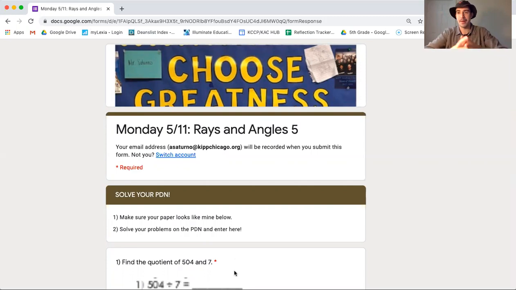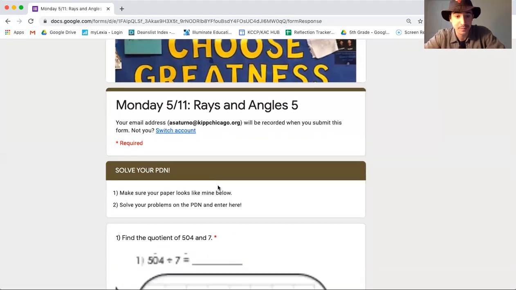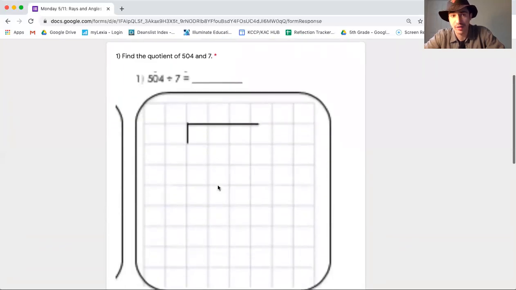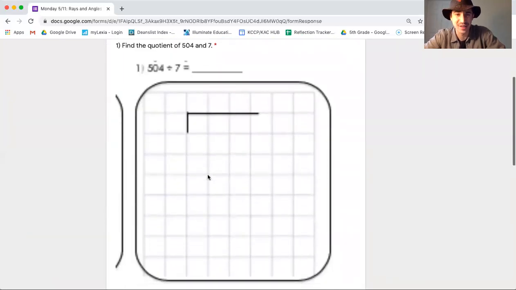Hey squad, happy Monday. Let's go over our PDN for today's math work, shall we? First question asks 504 divided by 7. So I know that my divisor is 7, so I'm going to write a 7 on the outside of my quotient. And my dividend, or the number being divided, is 504.